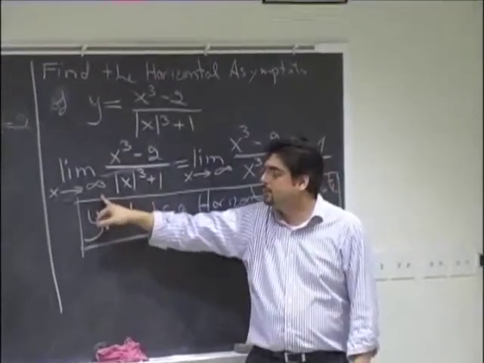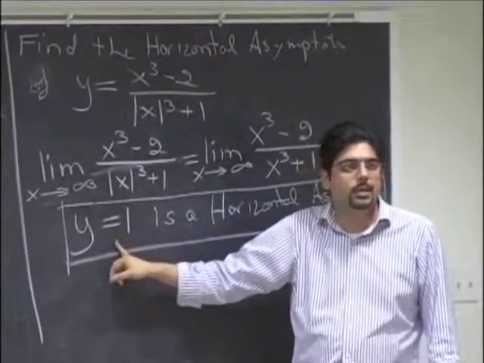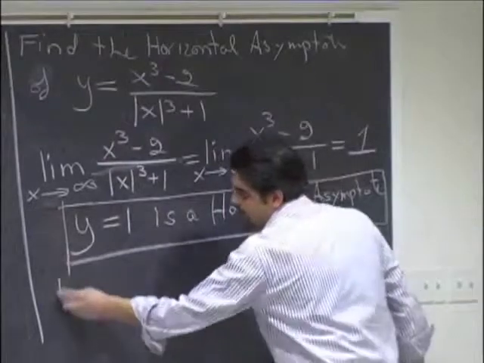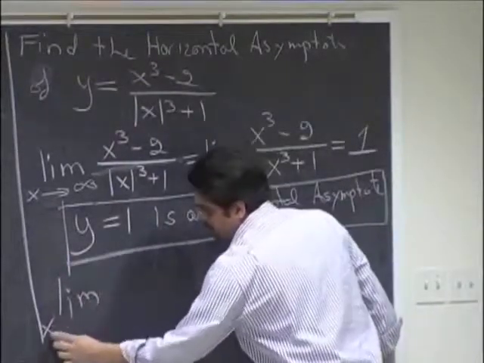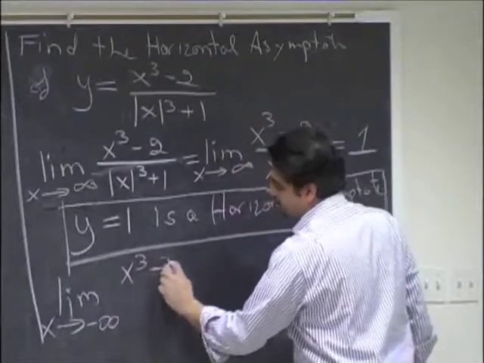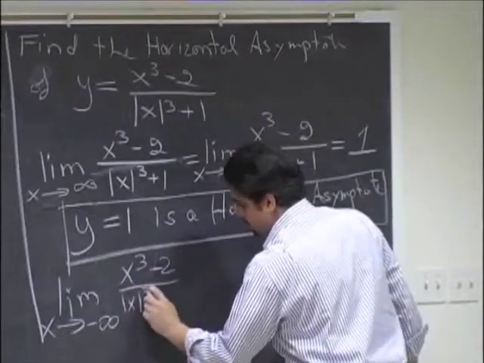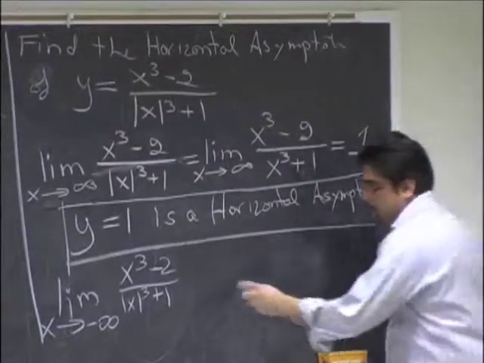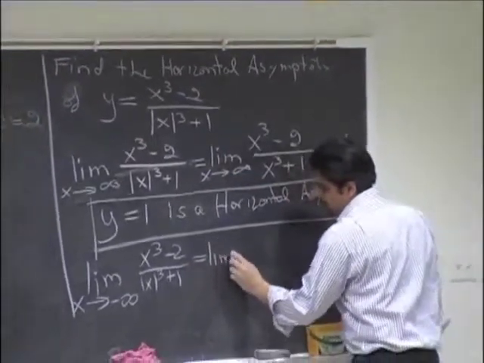To figure out whether or not this line holds as an asymptote for the left side, I have to calculate the limit as x goes to minus infinity. Okay? And things may or may not change. So let's see.